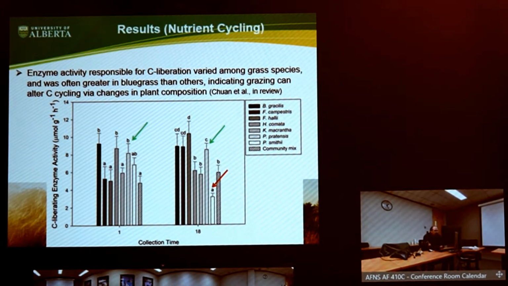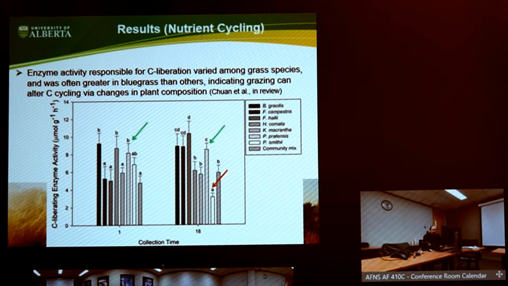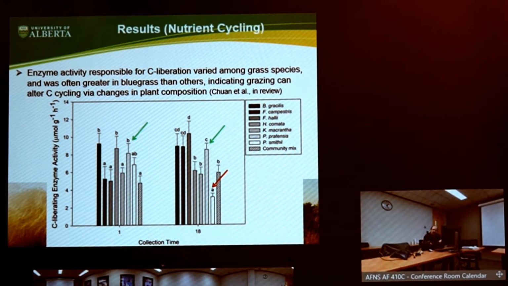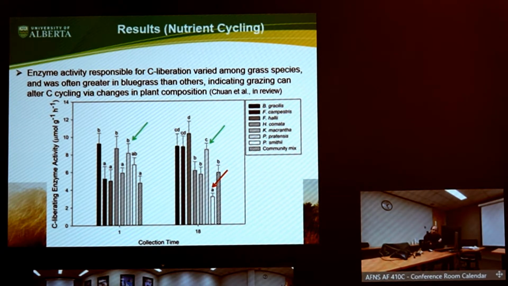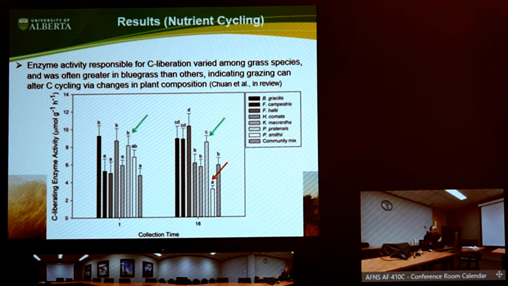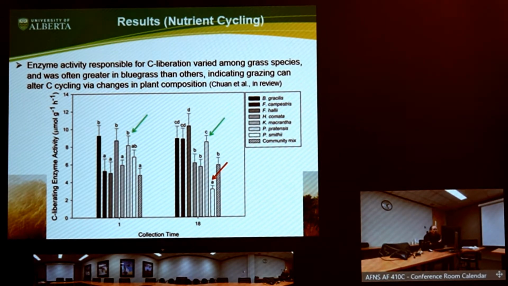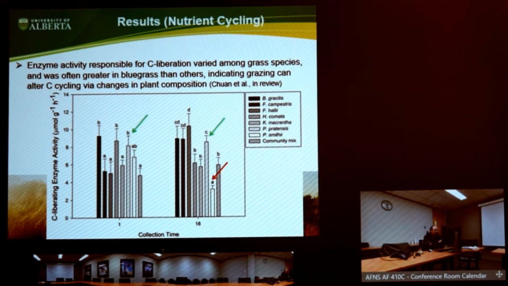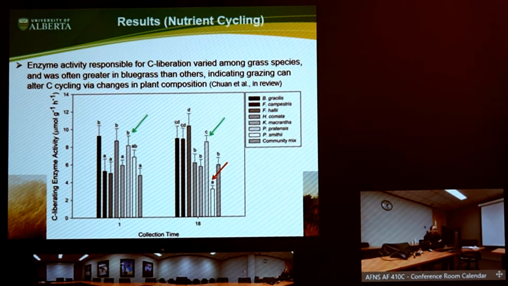And when we looked at the activity of carbon liberating enzymes, so these are the specific enzymes that are responsible for the turnover or breakdown of carbon from the litter pool, translating it into the subsoil or topsoil and contributing to long-term carbon storage, we see differences among the different plant species. In particular, bluegrass is one of those species that again stands out, particularly at the 18-month period where the enzyme activities associated with carbon turnover remain relatively high, particularly in comparison to some of our other grasses.